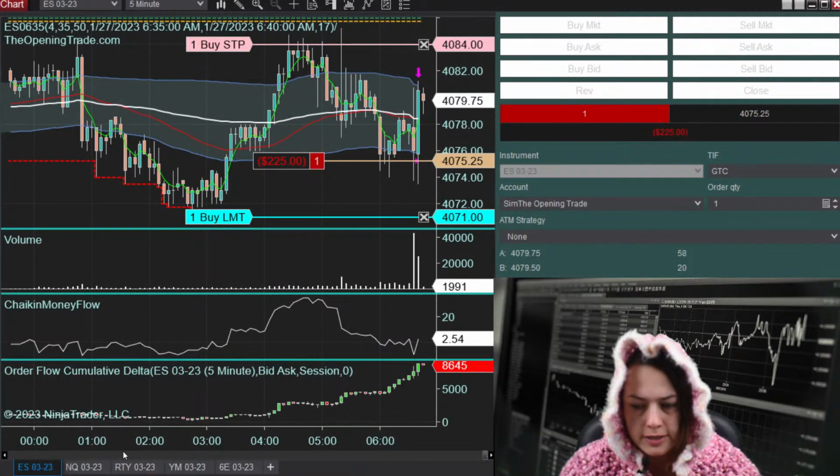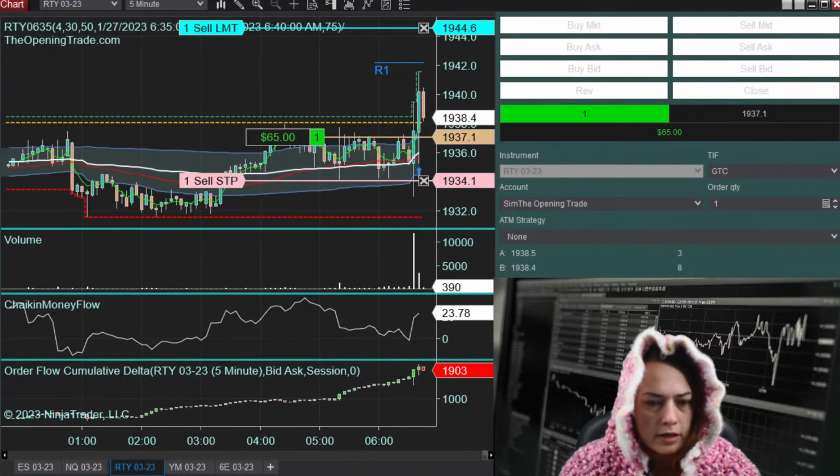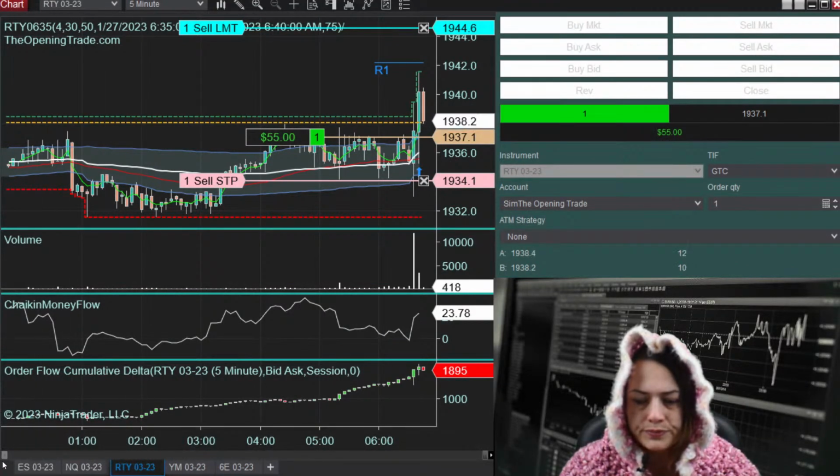It's not too pleasant to watch. We like green numbers, not red numbers. Let's go look at our Russell. Like I said, green numbers. Alright, so let's take a look here.